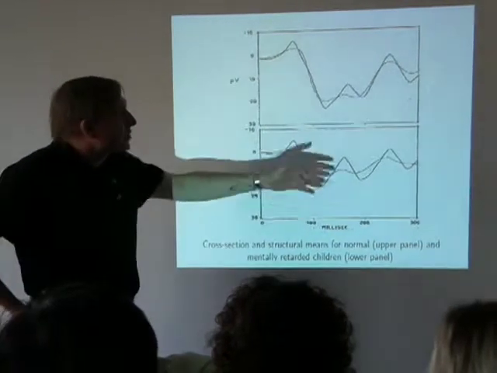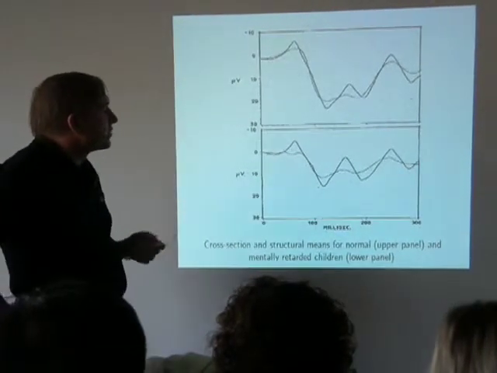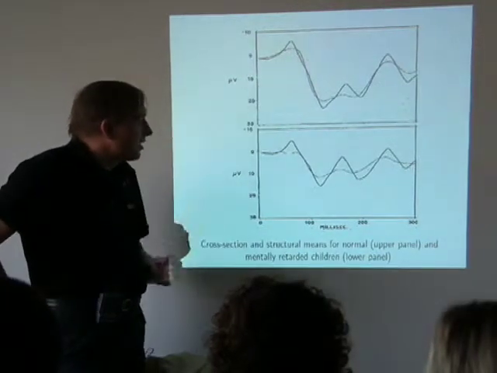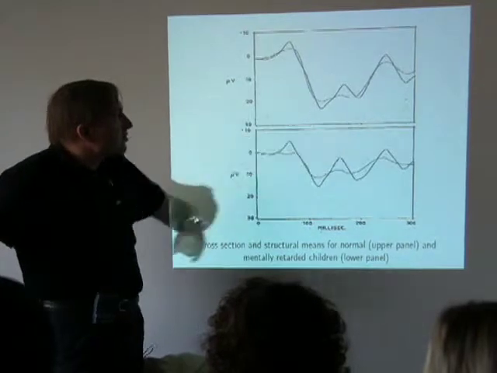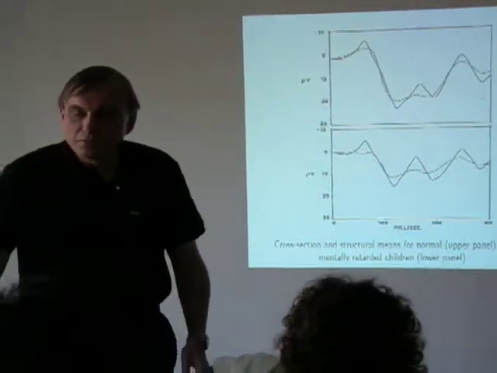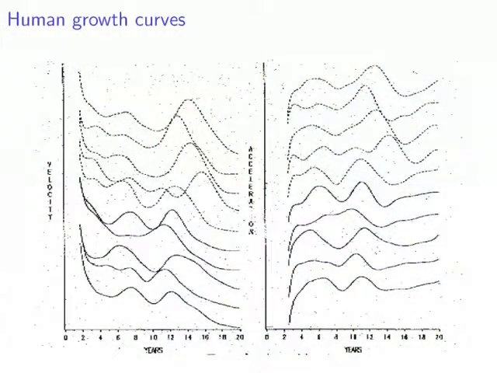Okay, this was interesting because it was an analysis of the difference between normal and mentally retarded children. See, the difference here is much more clearly visible. Or another example: these are human growth curves.